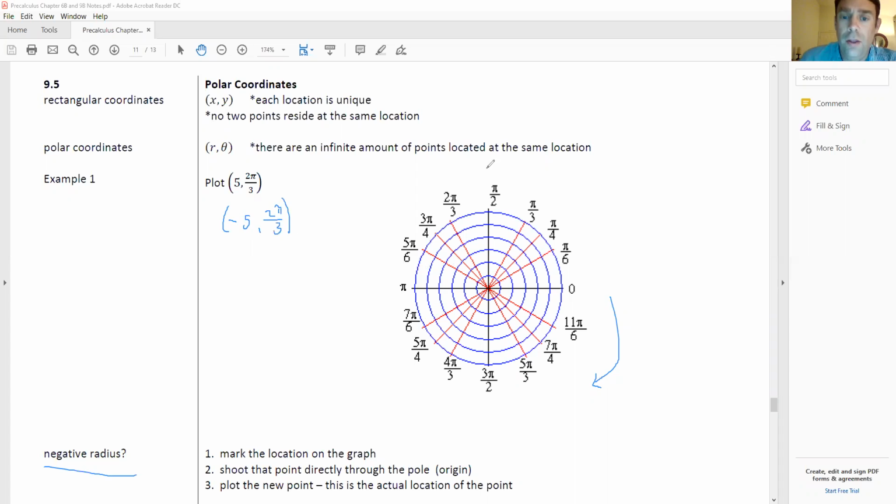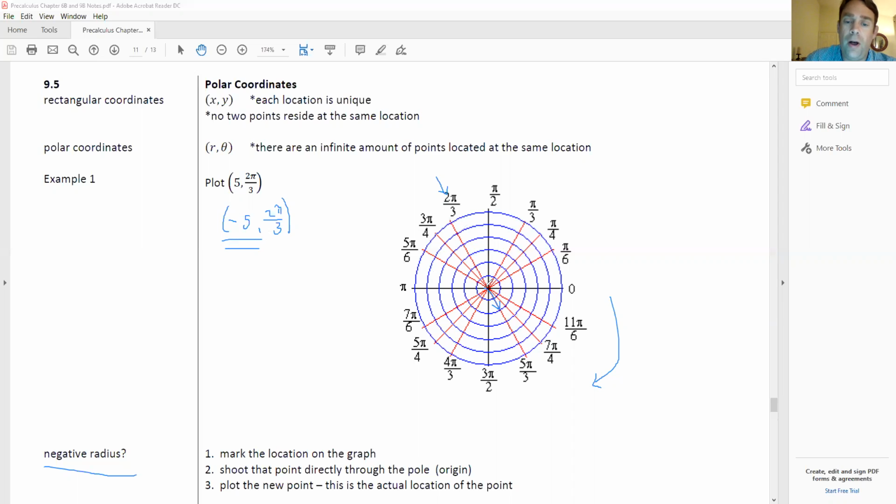So if you're looking at it, here's 2 pi over 3 right here. So instead of counting out towards 2 pi over 3, I'm going to go backwards along this line. Instead of going forward towards 2 pi over 3, I'm going to go backwards 5 spots. That's what is meant by -5. So it's like 2 pi over 3 continues all the way down, and eventually 2 pi over 3 is the same one as 5 pi over 3.